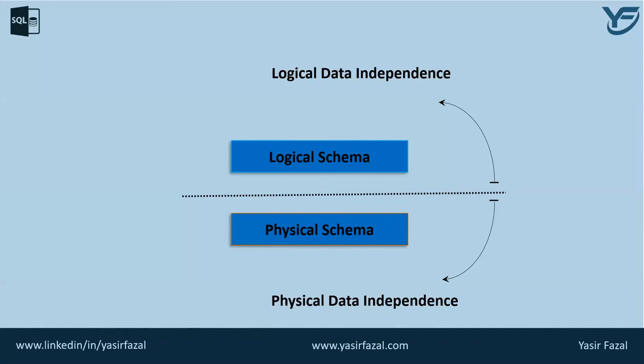If we make any changes to the storage size of the database system server, then the conceptual structure of the database will not be affected. Physical data independence is basically used to separate the conceptual levels from the internal levels. Physical data independence occurs at the logical interface level.